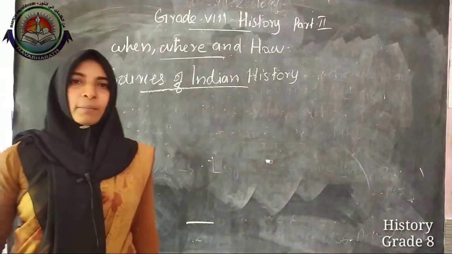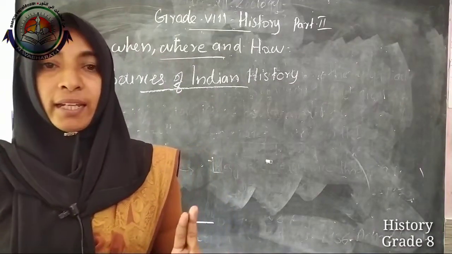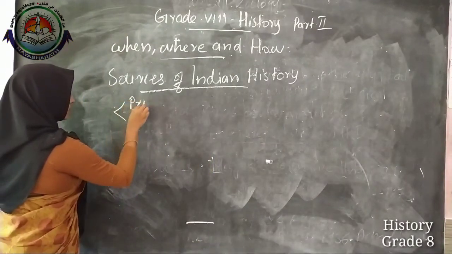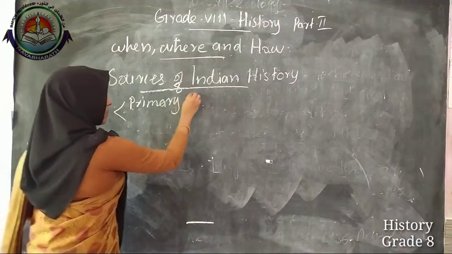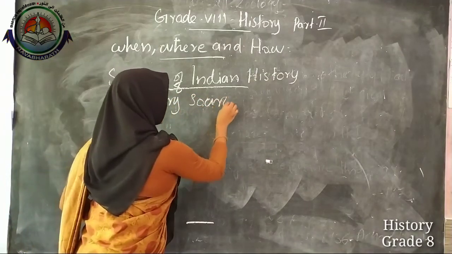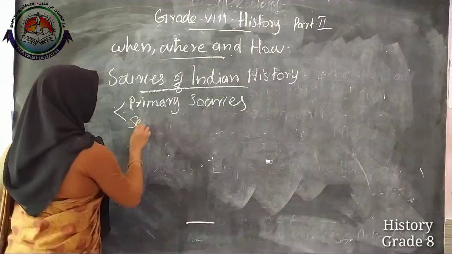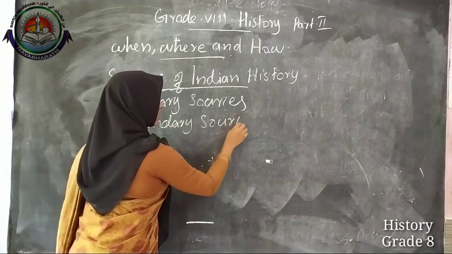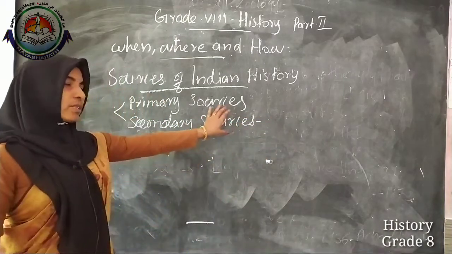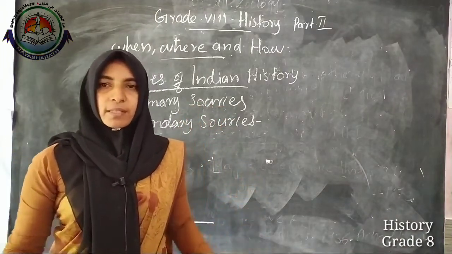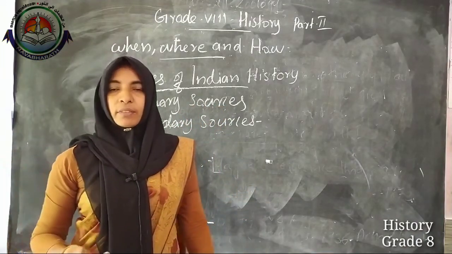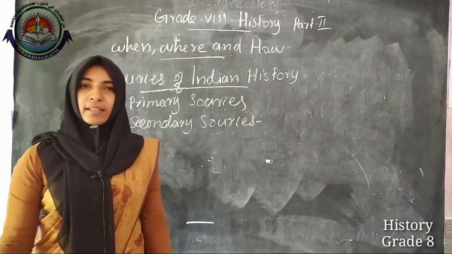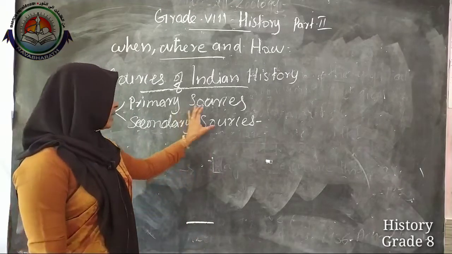Listen, sources are mainly divided into two: primary sources and secondary sources. Primary sources means the remains left by our ancestors. For example, artifacts, coins, pictures, things like that are included in primary sources.